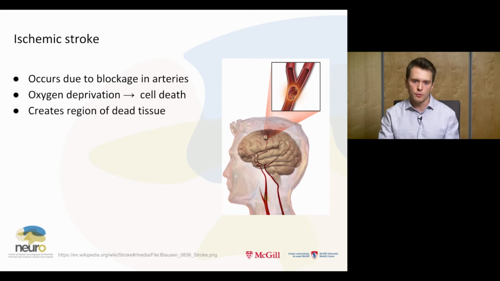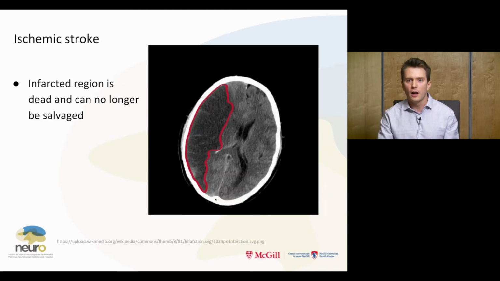Ischemic stroke occurs, as you may know, due to a blockage in the arteries. This blockage leads to oxygen deprivation and eventually cell death for a particular localized region of the brain. And this creates, of course, a region of dead tissue called an infarct. The infarct is not particularly clinically interesting, or interesting in a research context either, because it's dead and you can't do anything with it. You can't really salvage it. There's not much to do there.